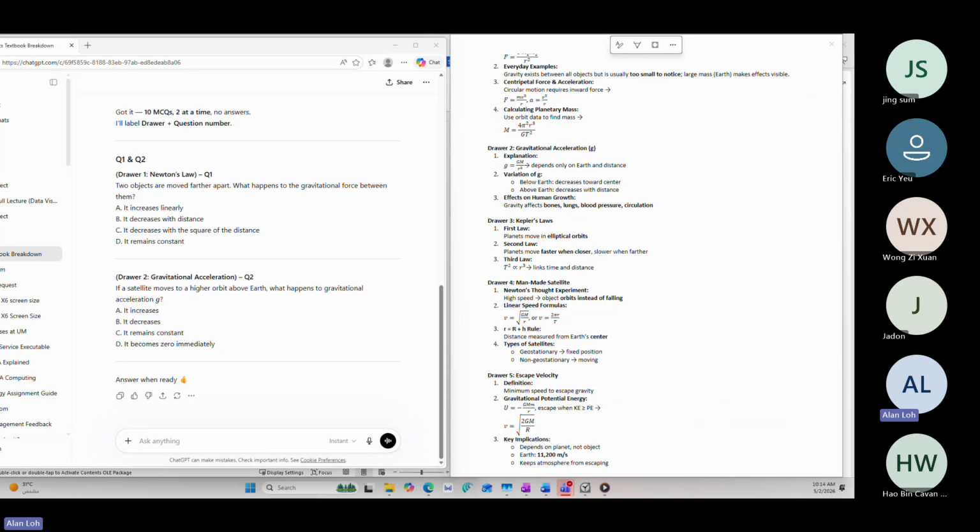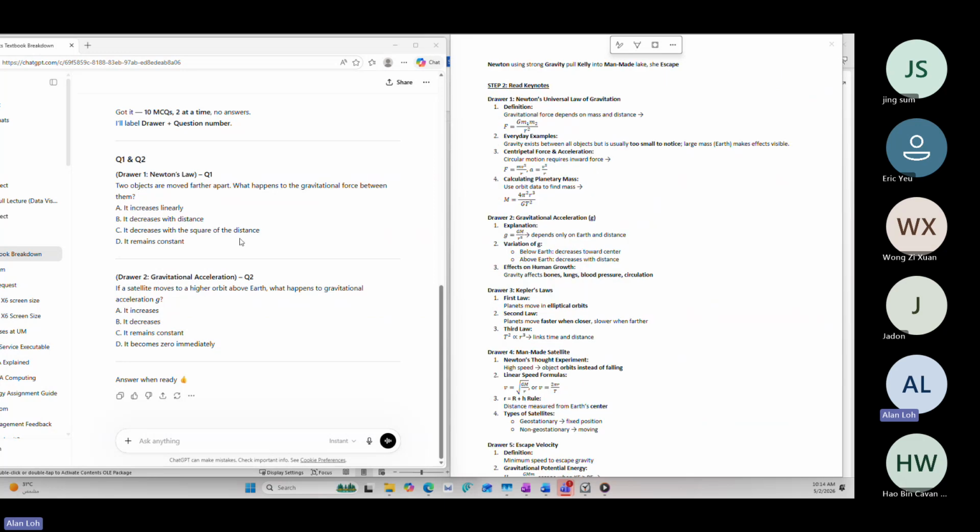All right, everyone can start now. Question 1 and question 2. What is the answer? You can type or you can tell me the answer. Drawer 1. Question 1 is drawer 1. Jing Sum is A and B. Eric is B. Okay, let's see. Now we have two different answers. A or B. 2 is B.